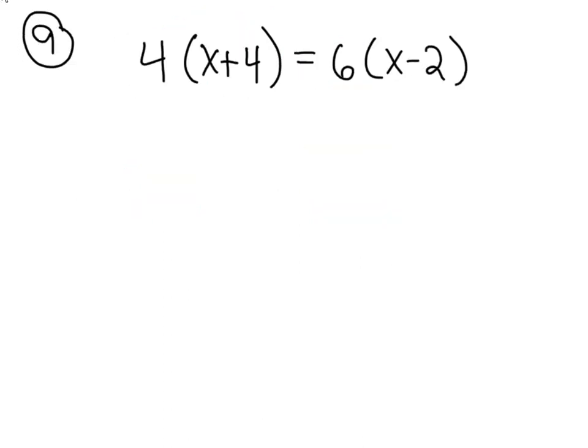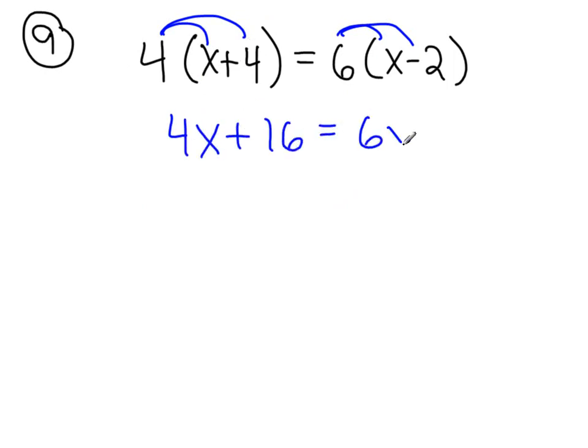Alright, last but not least, let's tackle one more where parentheses are on two sides of the equation. It really doesn't change the difficulty of this. We're just going to distribute the 4 to each term. Same deal with the 6. We have 4x plus 16 equals 6x minus 12. And now we have our equation.